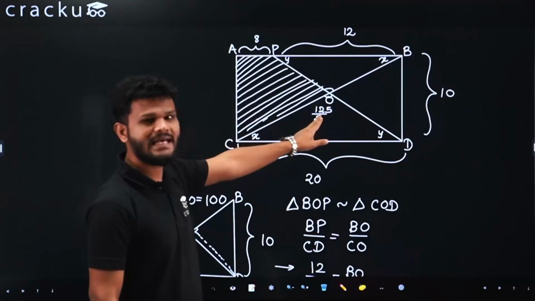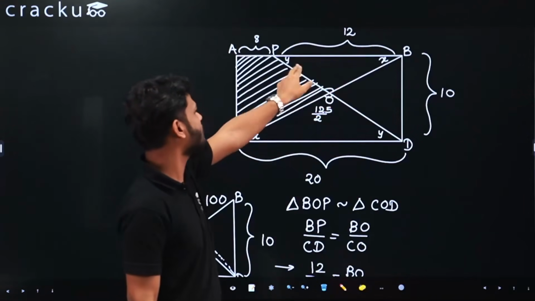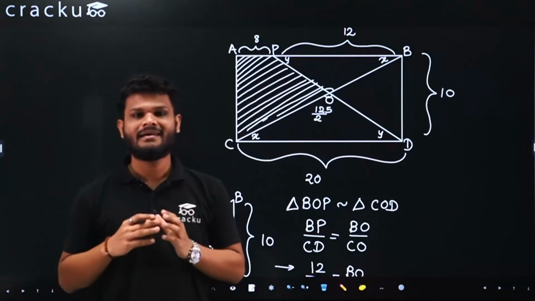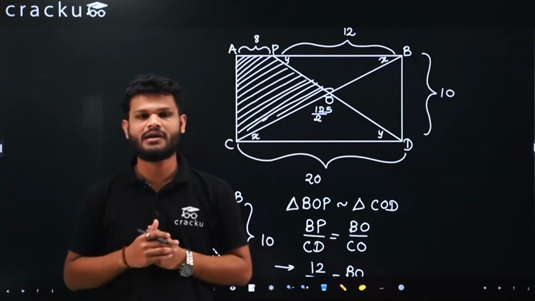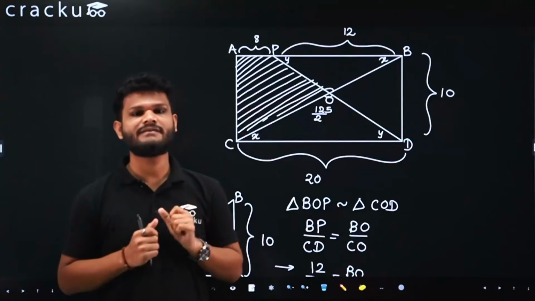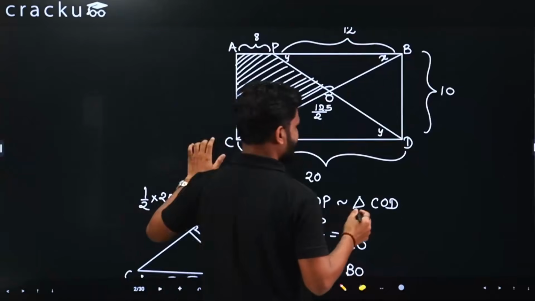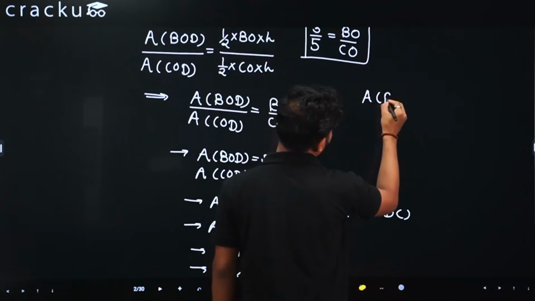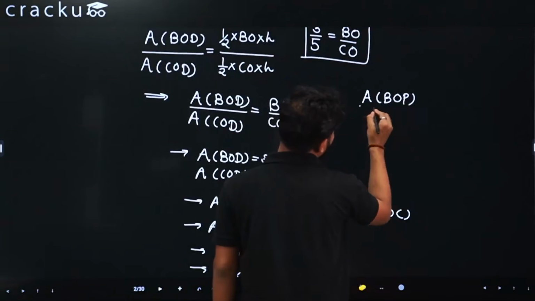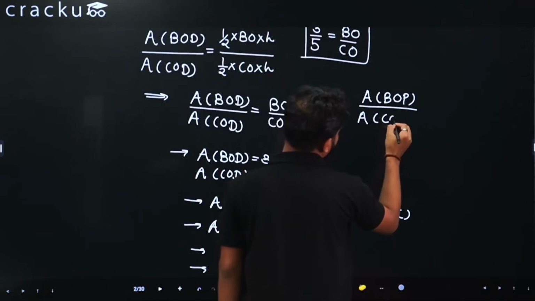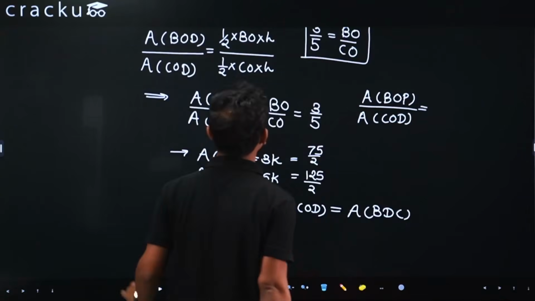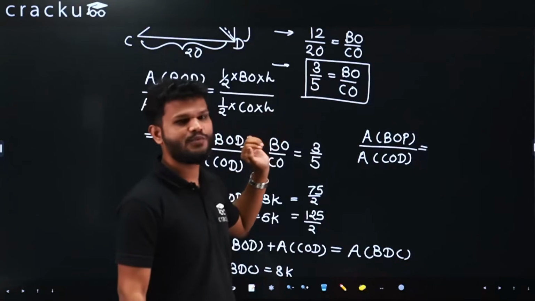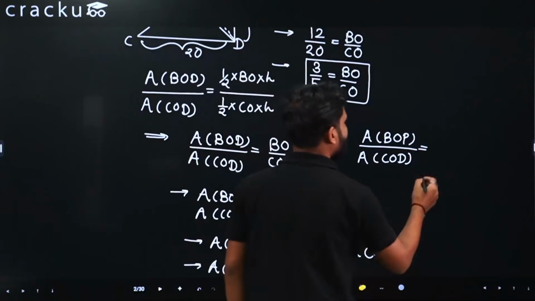Now, from this area, can we find the area of triangle BOP? Yes, we can find. How? Because they are similar triangles. And the area of similar triangles is in the ratio of squares of their corresponding sides. So as they are similar, area of triangle BOP divided by area of triangle COD will be the square of the ratio of their corresponding sides. What is the ratio of their corresponding sides? 3 by 5. What is its square? It is 9 by 25.